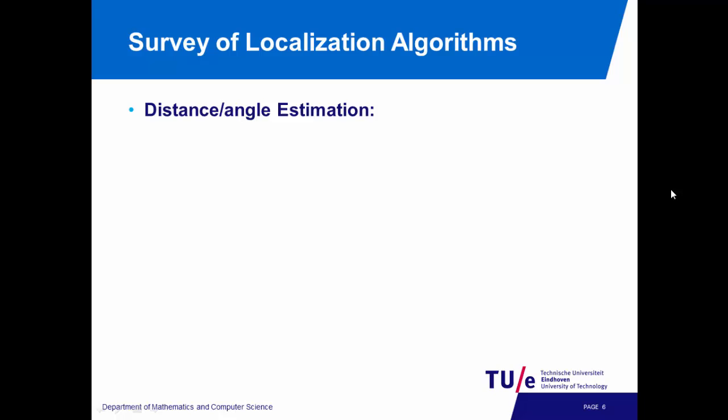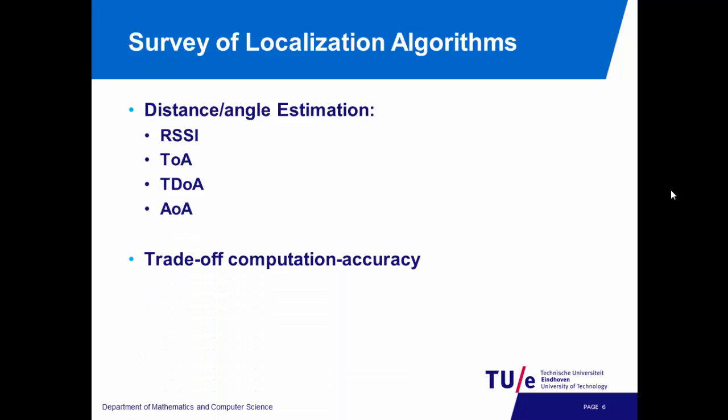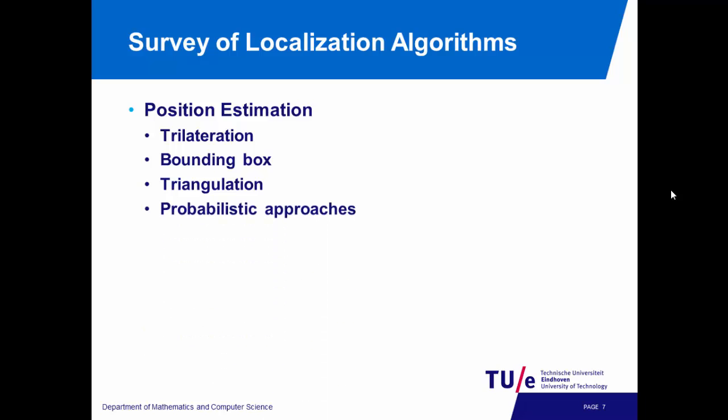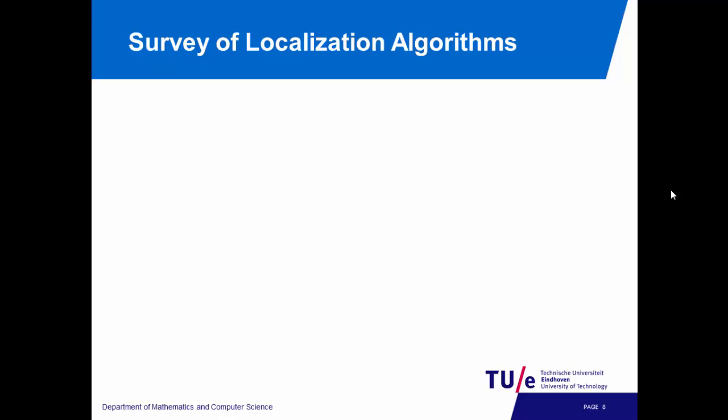Regarding distance or angle estimation, the possibilities are received signal strength indicator, time of arrival, time difference of arrival, or angle of arrival. And there is a trade-off between computation and accuracy. Regarding position estimation, the possibilities are trilateration, bounding box, triangulation, or also some probabilistic approaches. And then again, we have a trade-off between computation and accuracy.